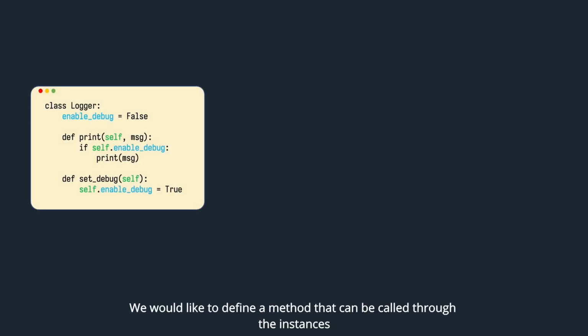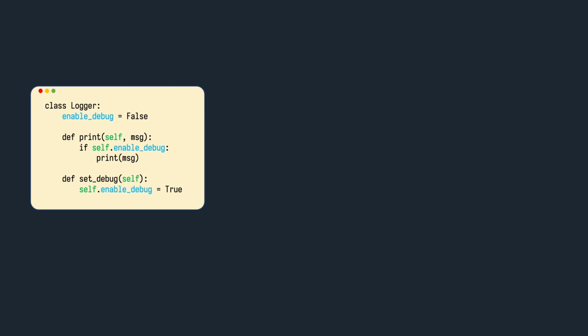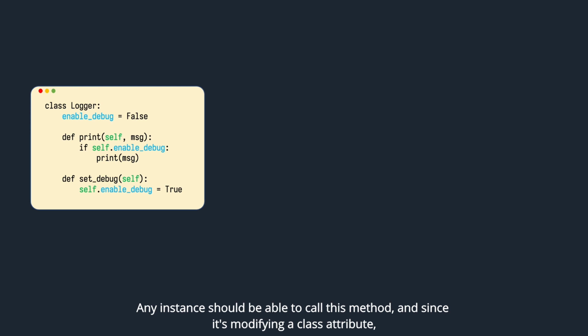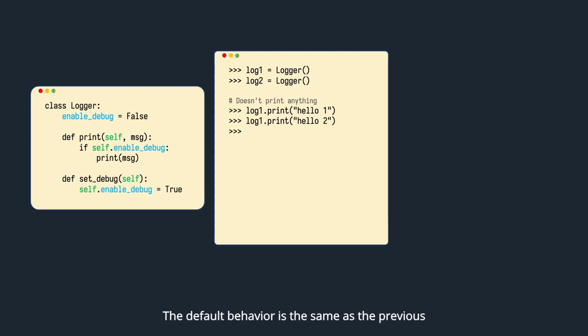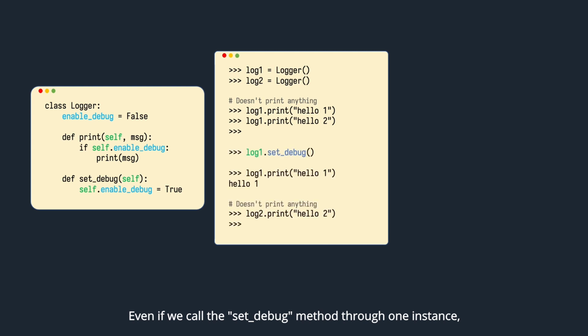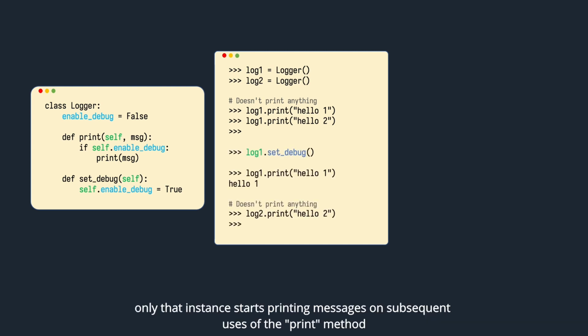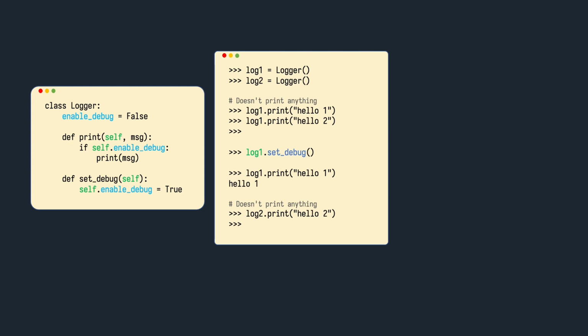We would like to define a method that can be called through the instances. The method should make this class attribute true. Any instance should be able to call this method, and since it's modifying a class attribute, all other instances should see the change, and from that point onwards, all instances should start printing the messages passed to them. The default behavior is the same as the previous. Nothing gets printed. Even if we call the setDebug method through one instance, only that instance starts printing messages on subsequent uses of the print method. This is not what we expected.